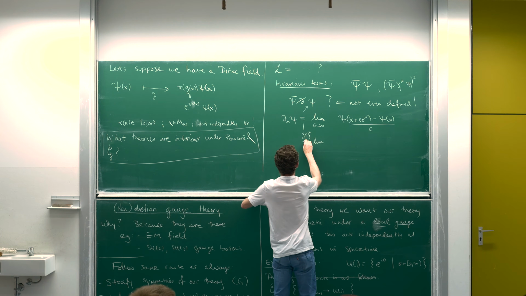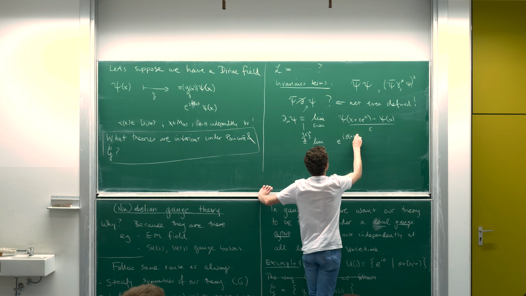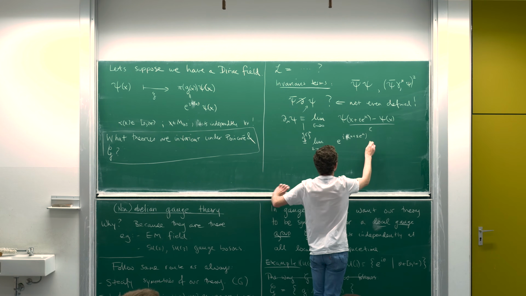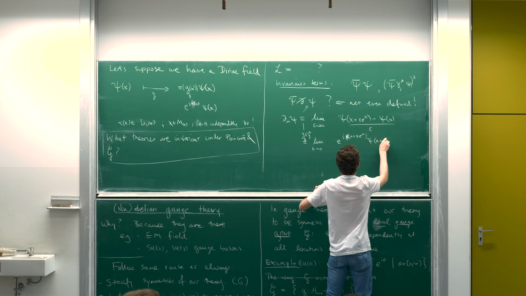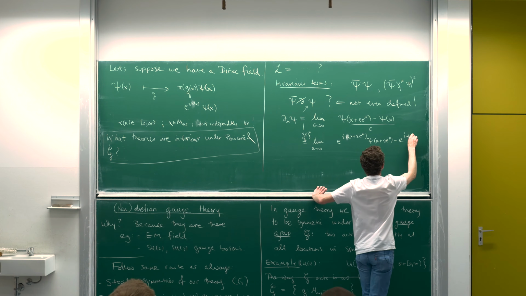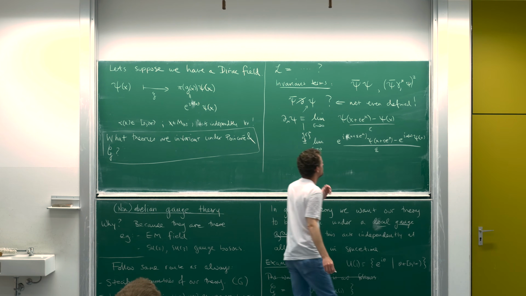then we get e to the I alpha of x plus epsilon e mu. I said theta again, I mean alpha. Minus e to the I alpha x. Oh dear.